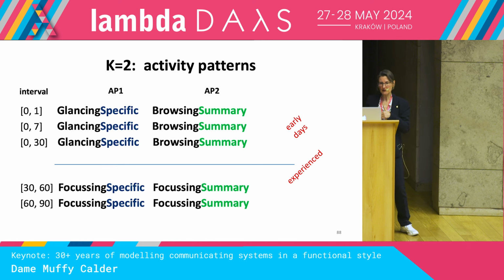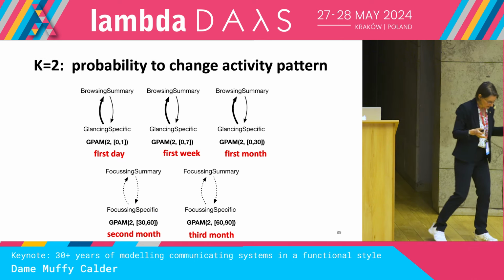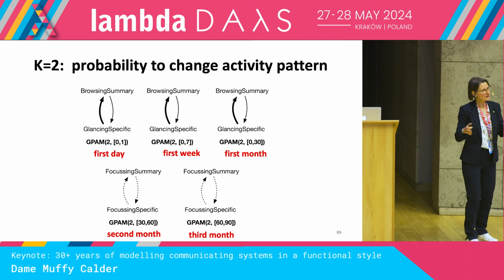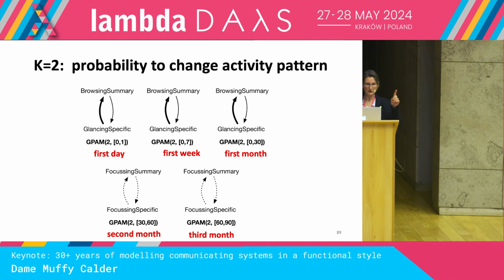So loosely speaking, you can say there are different activity patterns in the early days compared to the experienced. That's just saying what the activity patterns are. Now then, we're interested in, do people move in between them? And here you can see, for just k equals 2, which is a very simple case, the probability to change activity patterns from the first day into the third month. You see, it's very likely.